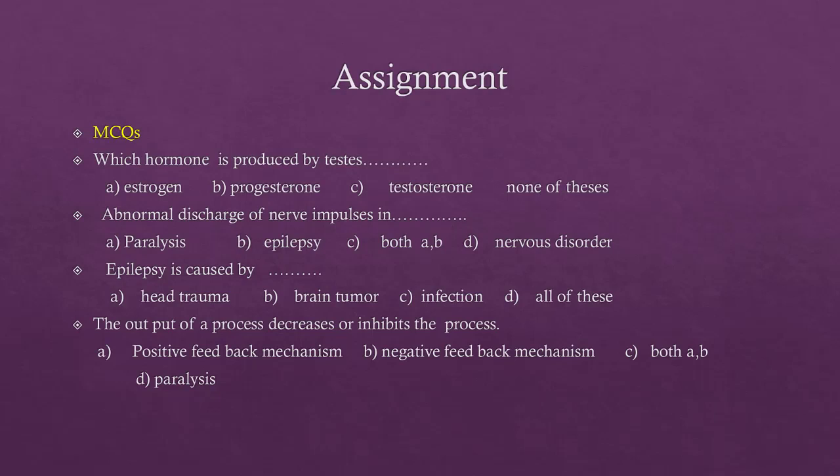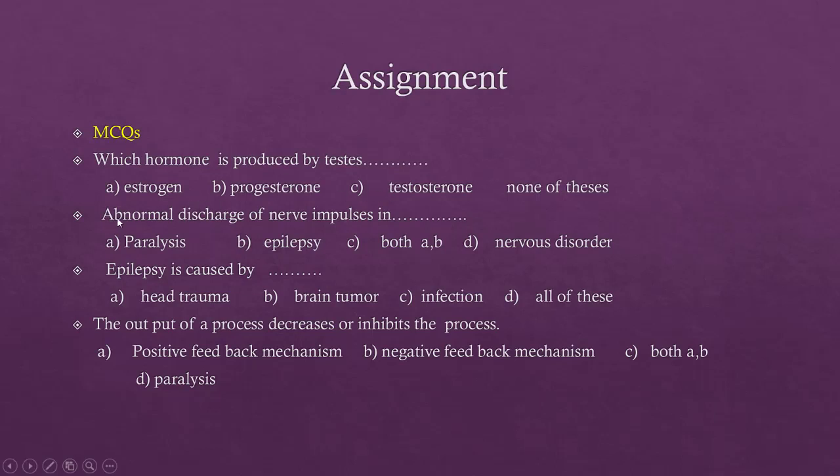So dear students, there are some MCQs which are related to our today's topic. Let's see these MCQs. First one. Which hormone is produced by testis? Option A, estrogen. Option B, progesterone. Option C, testosterone. And option D, none of these. The correct option is C, testosterone is produced by testis.